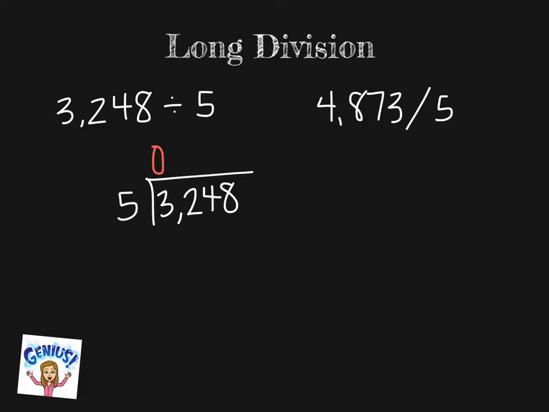5, can it go into 32? Why, yes it can. 5 times 6 gets me the closest. 5 times 6 is 30. So now I subtract. 32 minus 30 is 2. Bring down the 4. Next in line, remember the 8 will wait. Oh, I've got all these rhymes today. Fabulous. Now, how many times does 5 go into 24, this new number I've created? Well, 5 goes into 24 4 times.